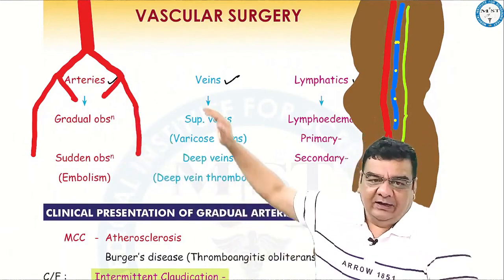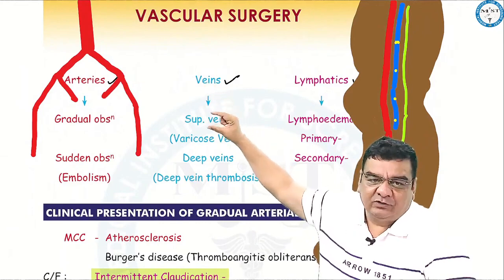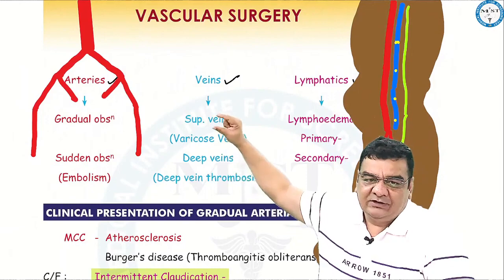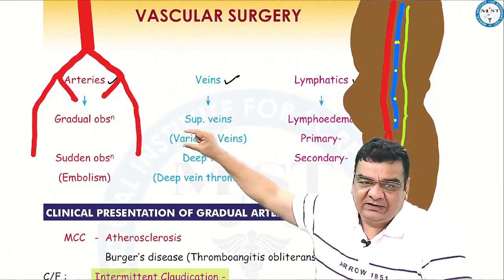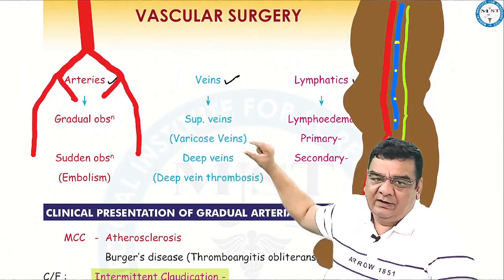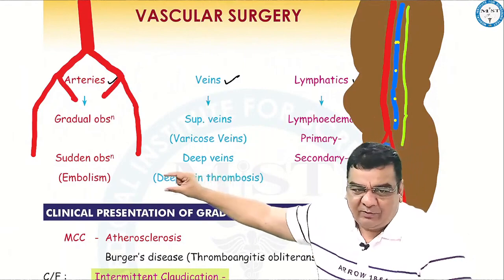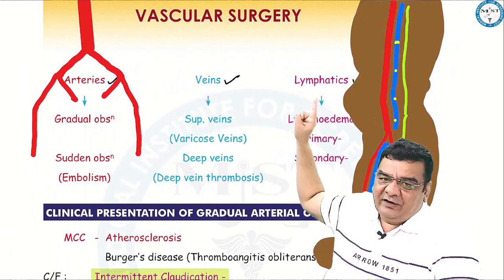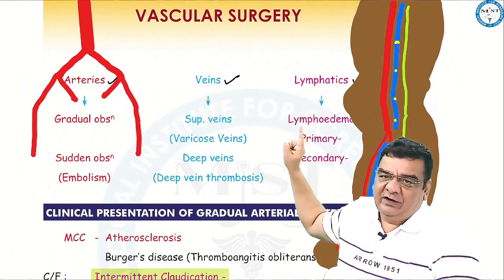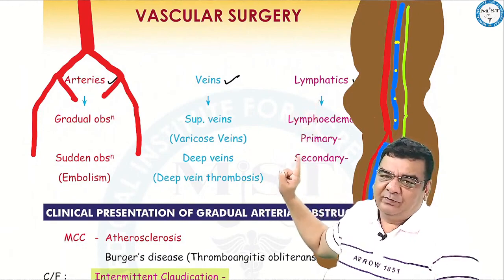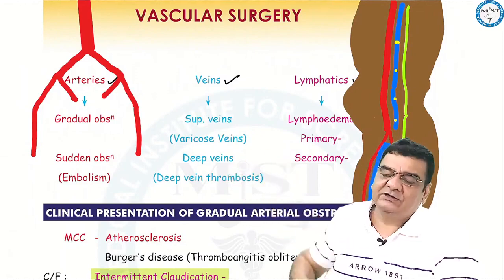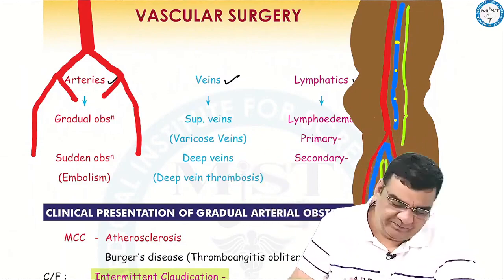Okay. In the veins, we talk about superficial veins and deep veins. Pathology in the superficial vein is commonly seen as the varicose vein. Pathology seen in the deep vein is commonly deep vein thrombosis. In the lymphatics, we see lymphedema, which can be classified into primary and secondary. So we'll talk about all these stories one by one, right?